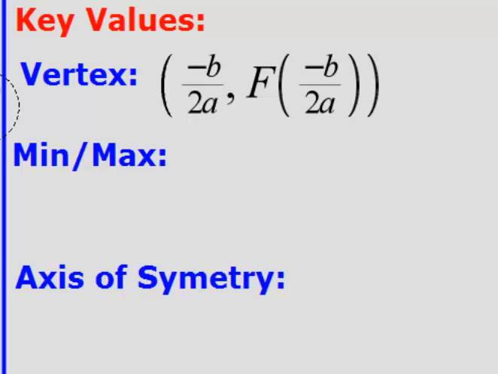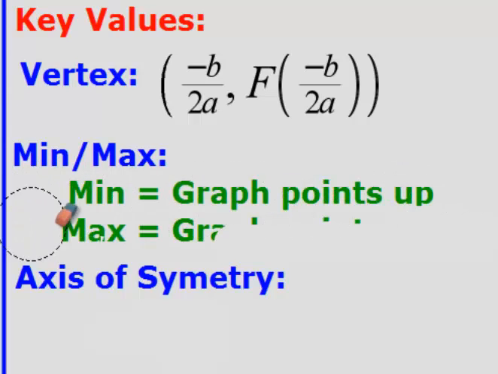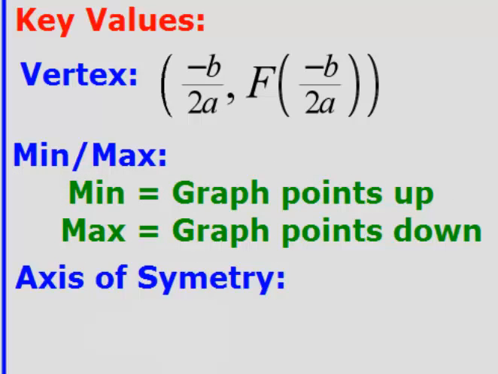All right. Min-max. When do we have a minimum? When the graph points which way? Minimums mean the graph points up. Maximum means the graph points down.